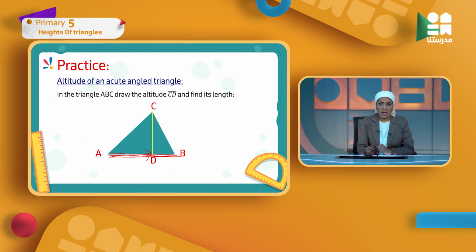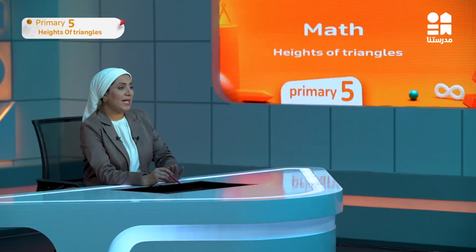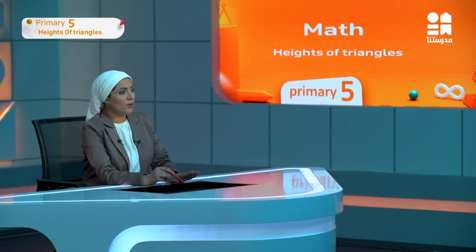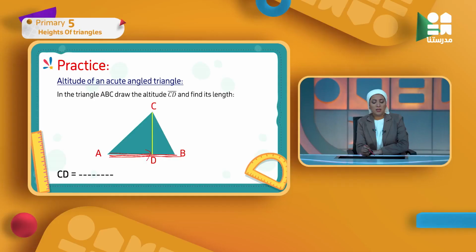So my altitude here is CD, and this is exactly what we just took on the board: how to draw the altitude of an acute angle triangle. Then here I need to measure it. We measure it normally with the ruler from point C till point D. CD, when we use the ruler, we will find that it is 3.5 centimeters.